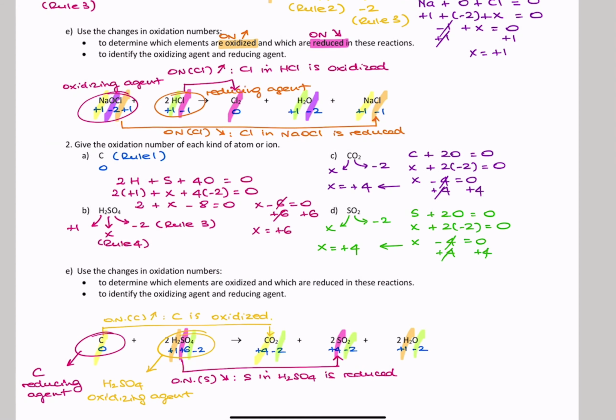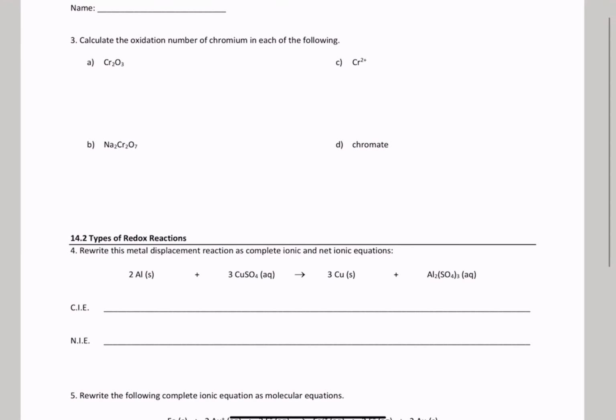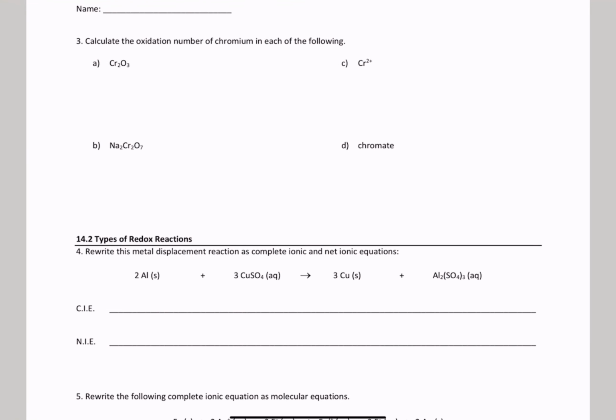Let's go to the back of the page now. Calculate the oxidation number of chromium. So what we're going to be looking for in these different problems is the oxidation number of chromium in each of the following. First compound, Cr2O3.